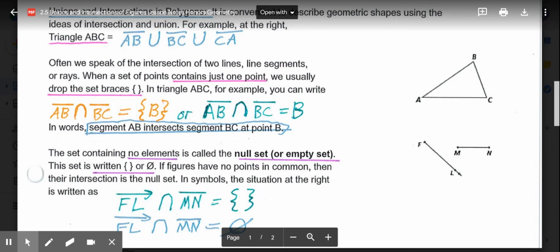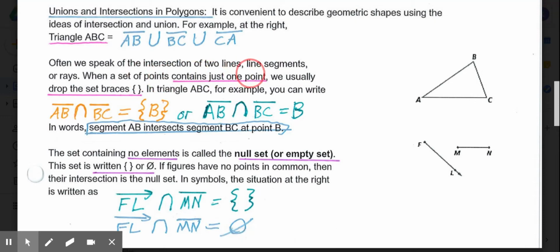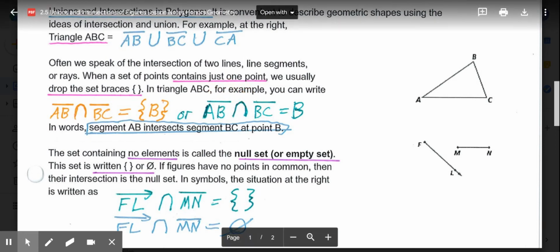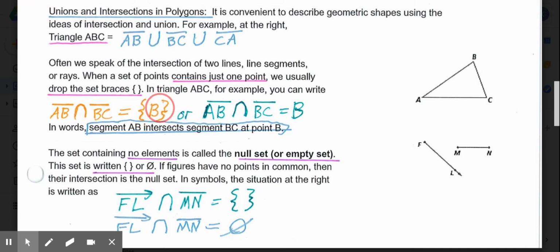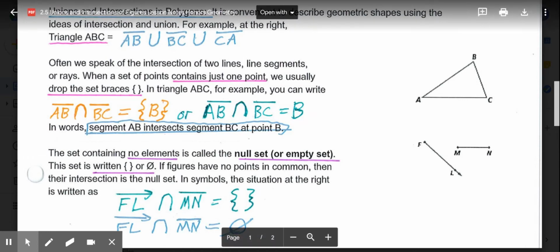Then we have the intersection of two lines, line segments, or rays, when a set of points contains just a singular point. If they intersect at just a singular point, typically we write all of our sets in braces or curly brackets, but if it's just a single point, we can drop the braces. So in triangle ABC, we could write the intersection of segment AB and segment BC is point B. You could write it inside the brackets, which would be contained in the set, or we could drop the brackets and write it as a single point B. In other words, segment AB intersects segment BC at point B. Both of these would be read the same way.